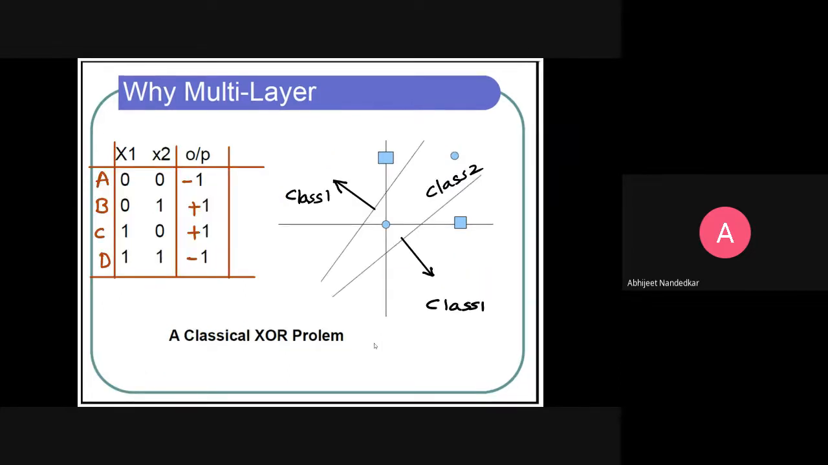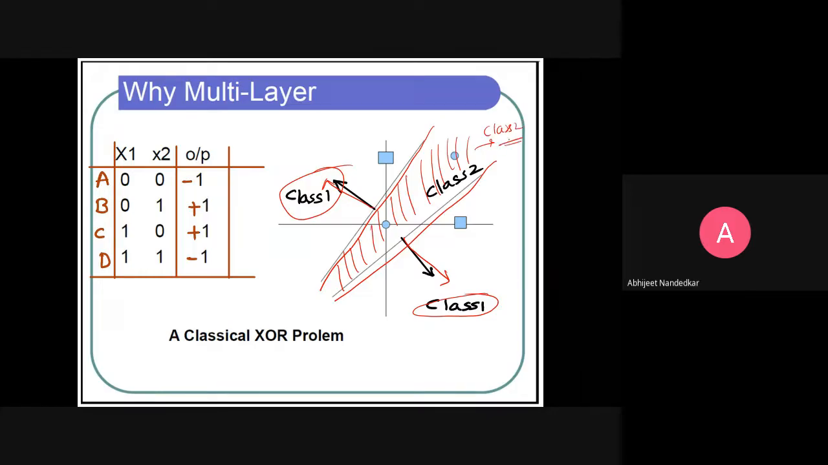So the solution for this kind of problem is I can use, say, two neurons to implement this line and this line. Then I say, okay, I have two lines now. This side of the line is class 1 and this side of the line is again class 1. So within these two lines, the zone which appears here, I will call it class 2.